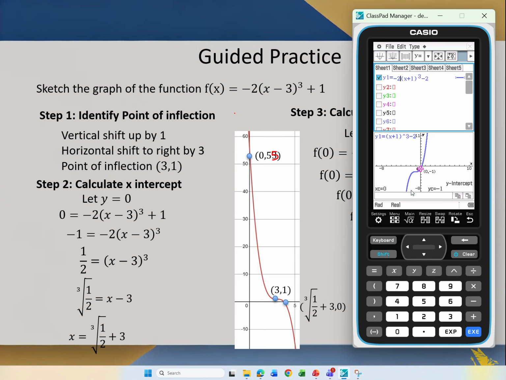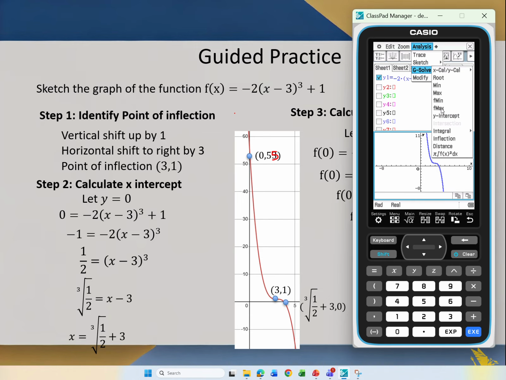So if you can't remember, we go menu, graph and table, and then I type in my equation, -2 times (x minus 3) to the power of 3 plus 1. I then click and graph that, and then I can check everything. So I can go gsolve, y-intercept, and it tells me it's 55. I can go gsolve, inflection point, which is 3 and 1. And then I can go analysis, gsolve, and root, and it tells me it is at 3.7937 for x.